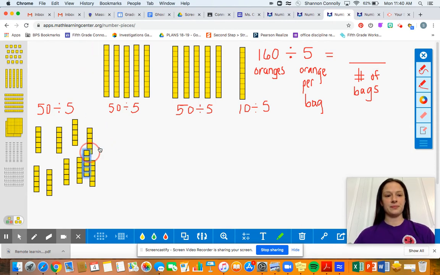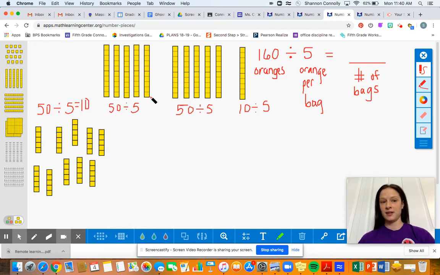Okay, now some of us are probably thinking, I don't need the representation for that. So you might have already been thinking to yourself, Ms. Conley, why are you doing all this work? You knew that 50 divided by 5, if I took 50 oranges and I put 5 oranges in each bag, you knew I was going to get 10 groups. Okay, so if you know that, then you know that this group of 50 divided by 5 is 10.